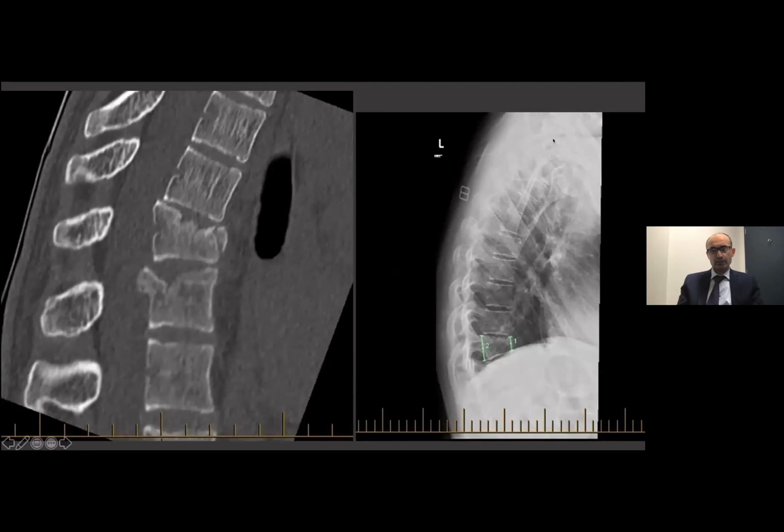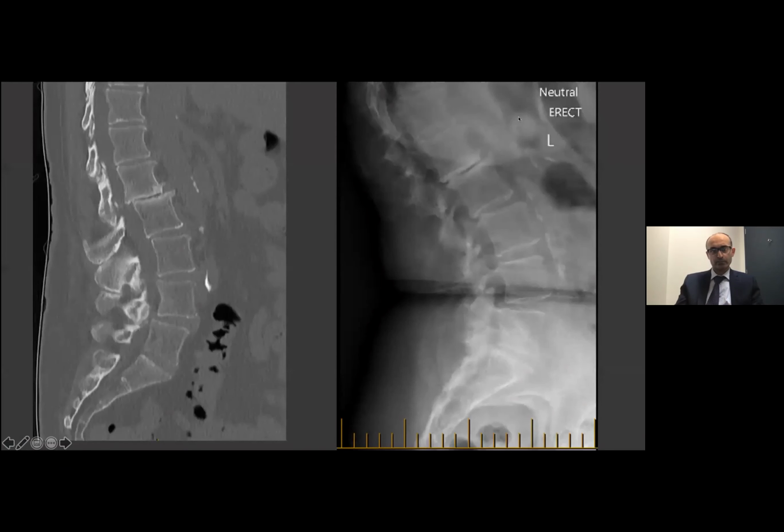This was the example of the fracture that I showed you on the X-ray, which we quite clearly could miss: this retropulsed fragment that can easily paralyze the patient. So if we start with the X-ray, we can follow with the CT, and we follow the path of our diagnosis very nicely and quickly.